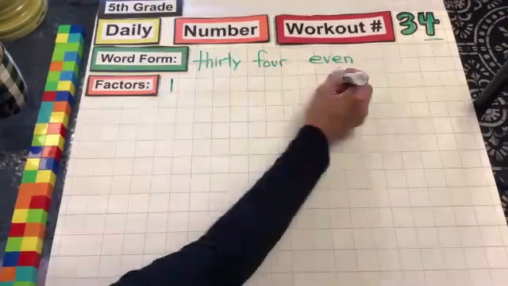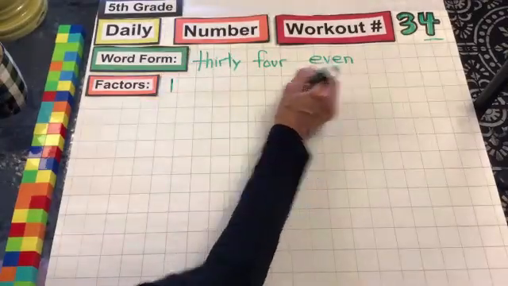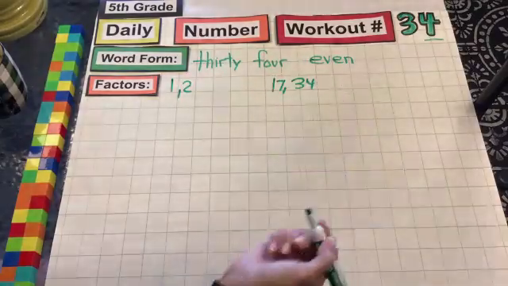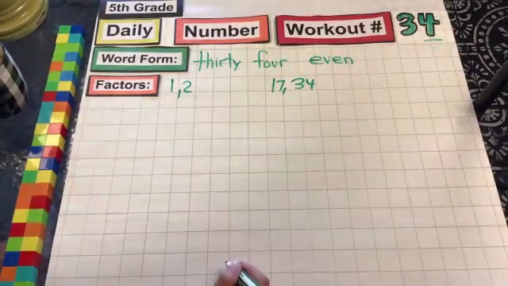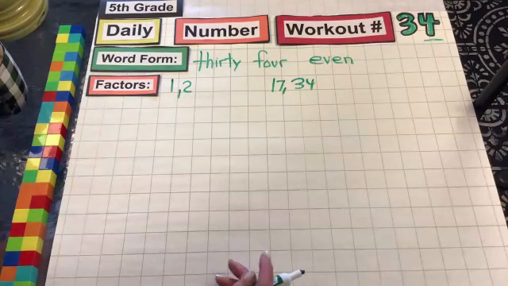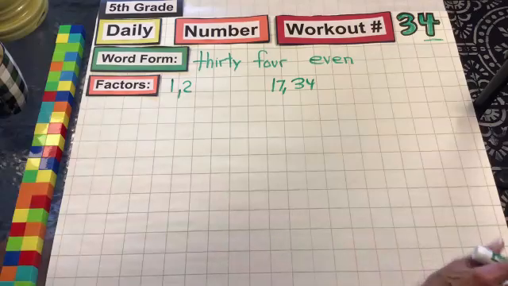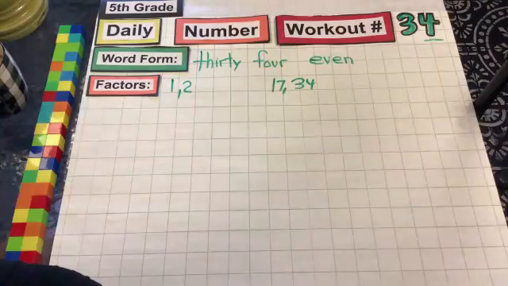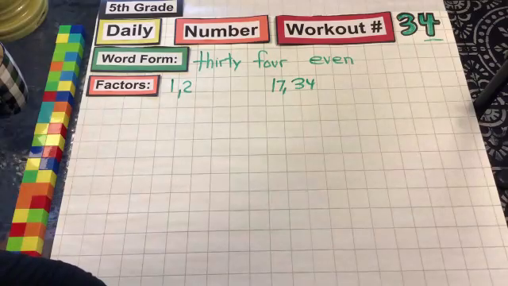So we have 1 times 34, 2 times 17. 3 doesn't go in because it went into 33. 4 does not go in because it goes into 32 and 36. 5 doesn't go in because it needs to end with a 0 or a 5. 6 doesn't go in because 6 goes into 30 and 36. Just knowing your multiples of your numbers make a big difference. So this is helping us remember that.